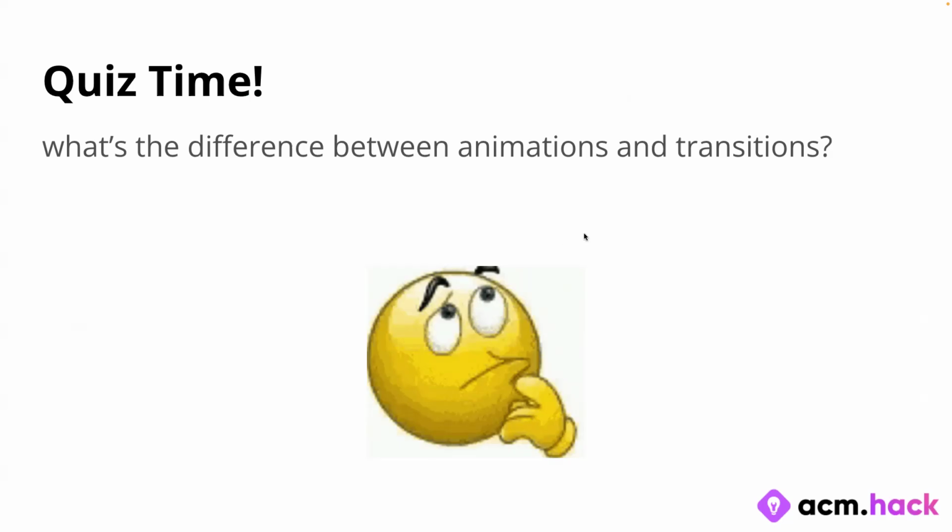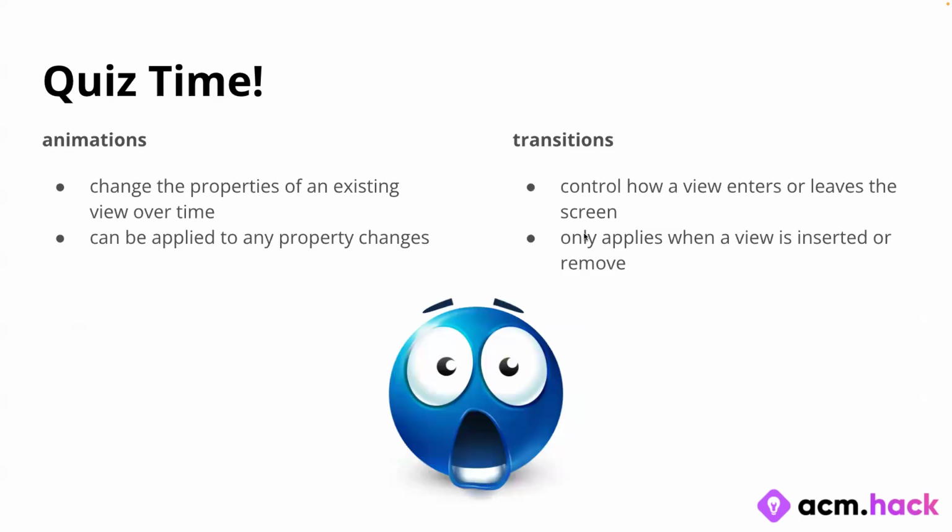Yeah, kind of. I would say pretty similar. So animations just change the properties of an existing view over time. So as you mentioned, if you're clicking a button that exists, it can be applied to any property changes. So I would say animations are a bit more broad, but for transitions, it only controls how a view enters or leaves the screen. So as the name suggests, it's just a transition for when it's coming or when it's leaving, but animation is just more broadly something that you can control.